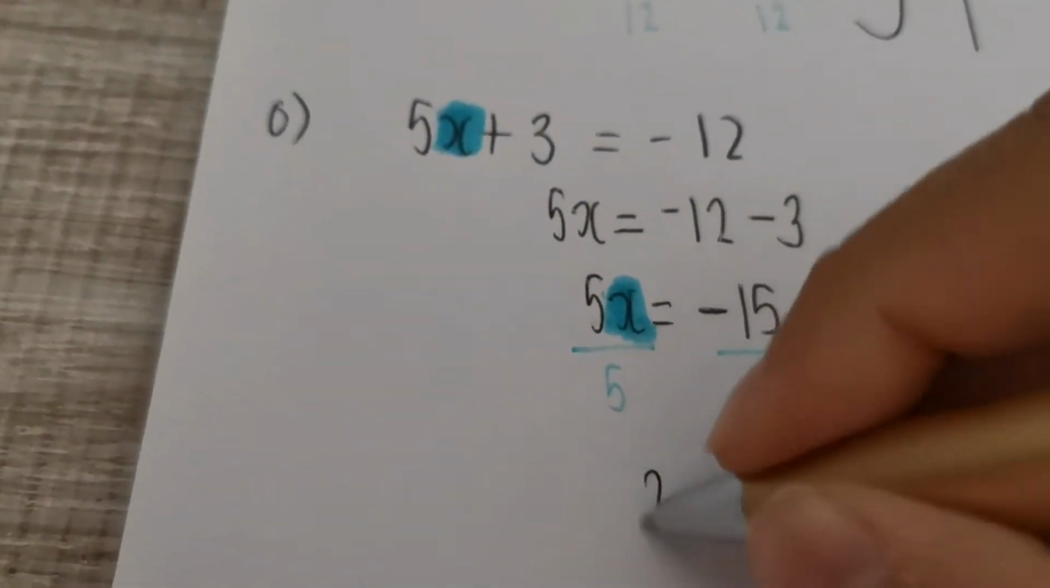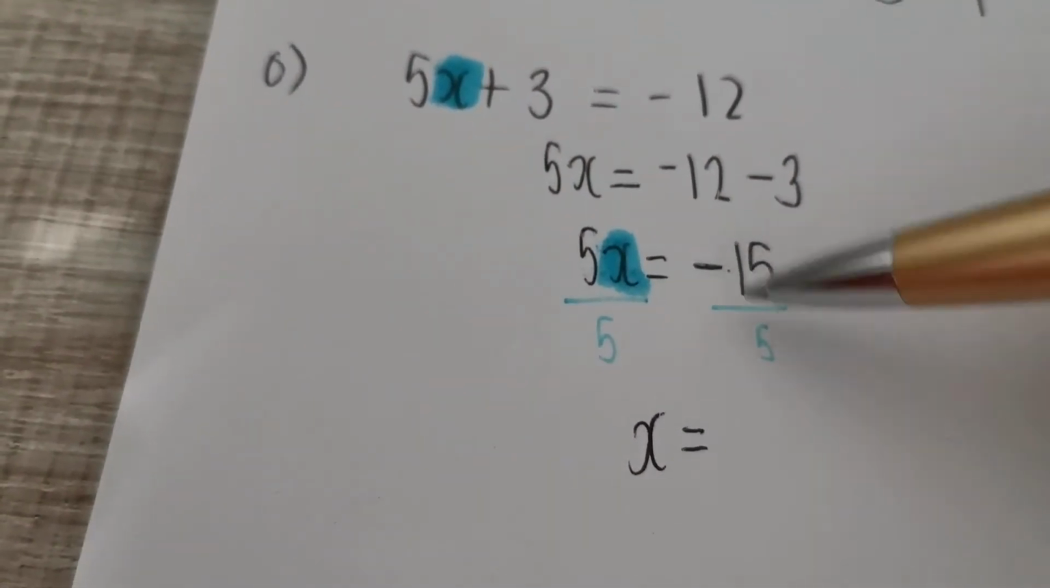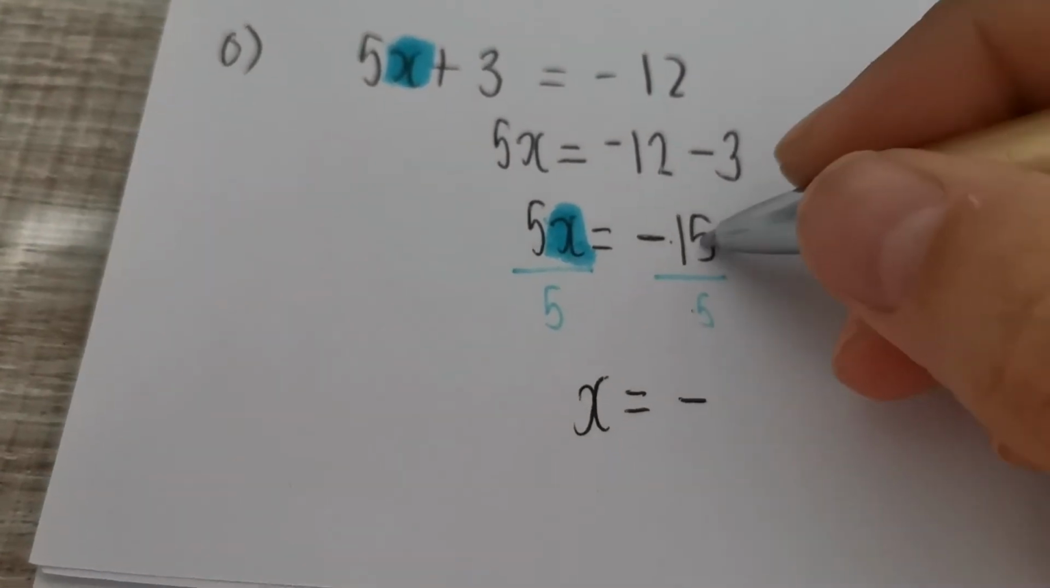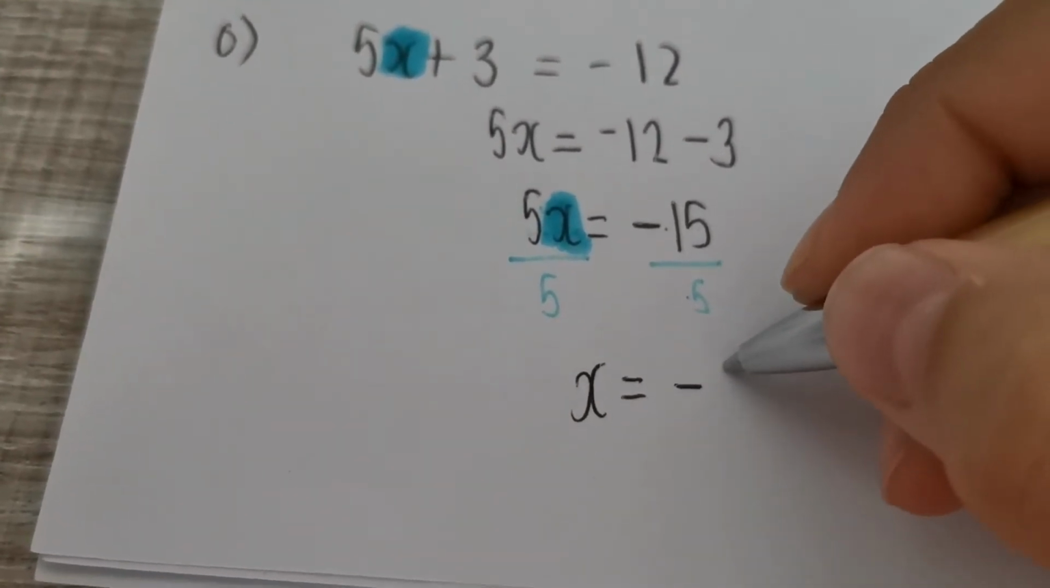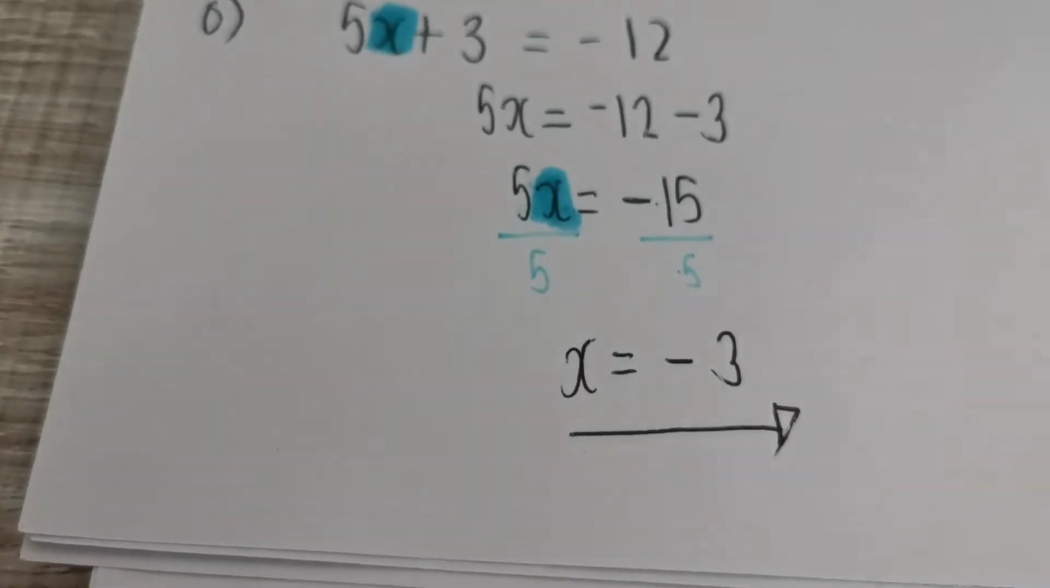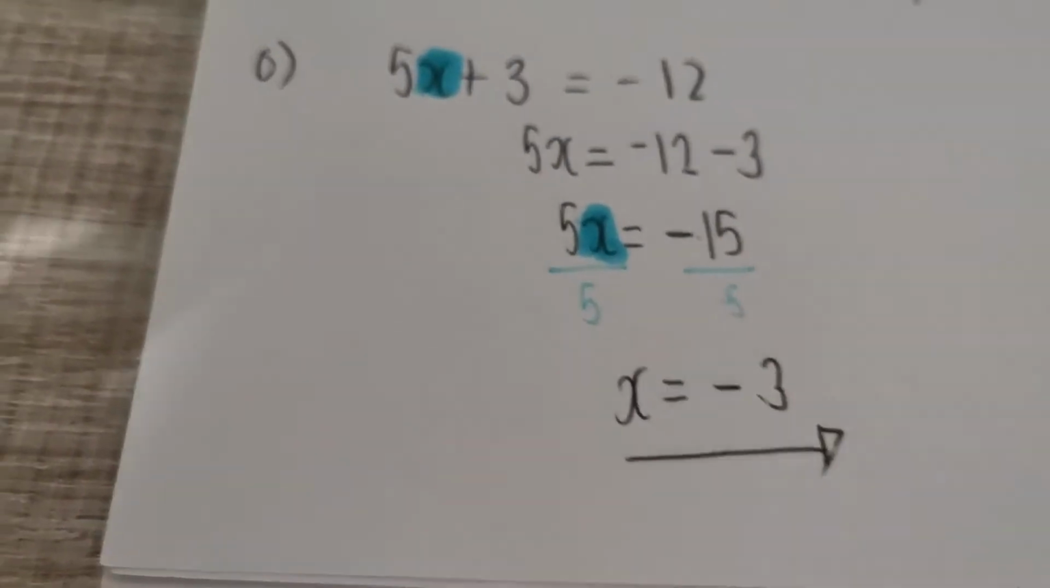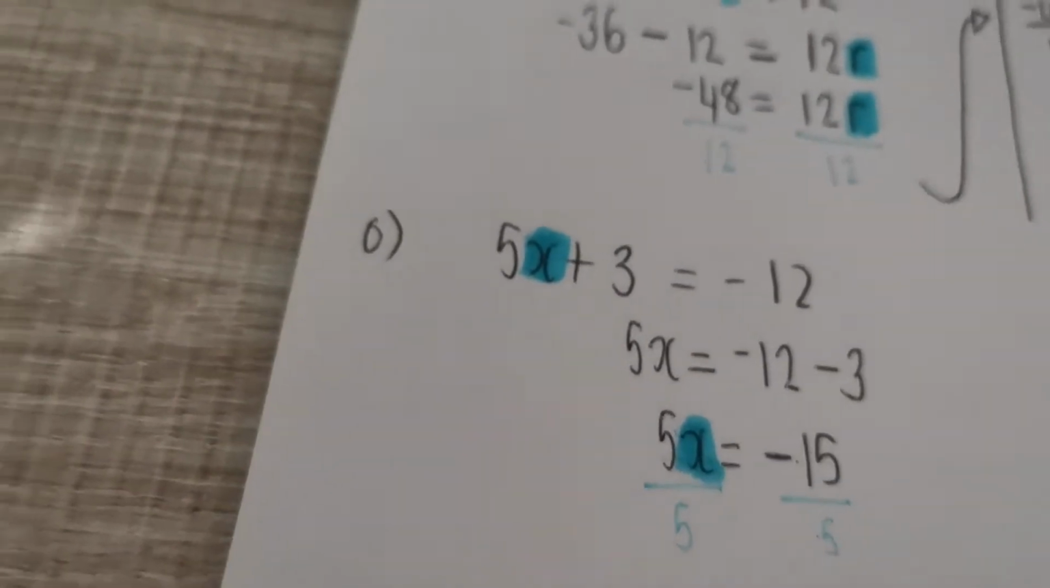That's what we want, right? Divide by 5, divide by 5, because this is multiply. Negative divided by positive is negative. 15 divided by 5 is 3. And that's our answer. Okay, we have more.